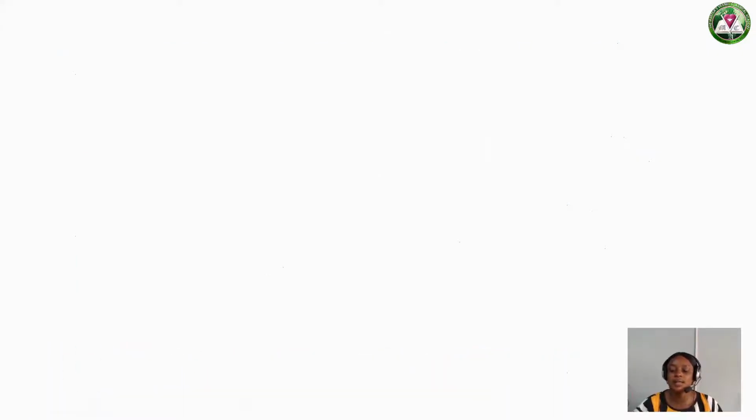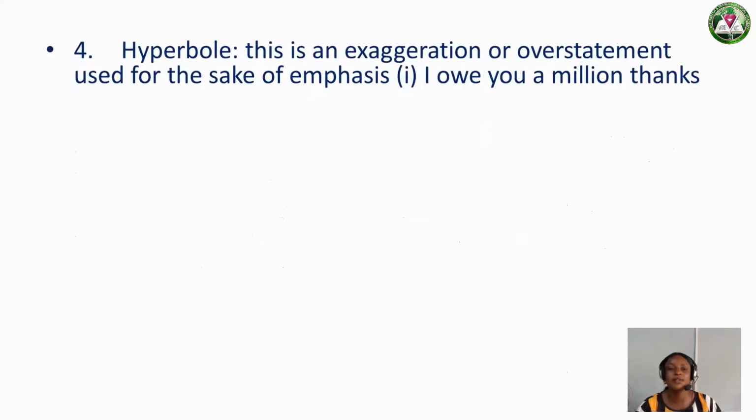So we've discussed metaphor, we've discussed simile, we've discussed personification. Another figure of speech that we have is known as hyperbole. Hyperbole is an exaggeration or overstatement used for the sake of emphasis. Sometimes we just exaggerate for the sake of emphasis. Not that the thing is really the way it is, but because they want to express something in a certain way, we use hyperbole.